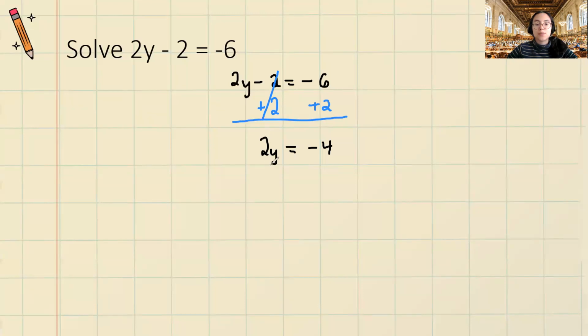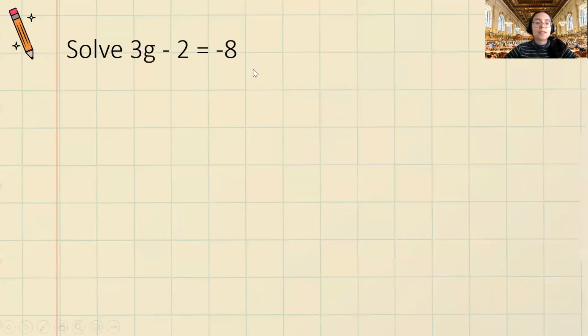So this is multiplication, so I'm going to undo it with division, and I'm going to divide by 2. So now I'm going to cancel those 2's. I can bring down my variable, my equal sign, and what is -4 divided by +2? That's going to be -2. Okay, pretty easy, pretty simple. Let's go ahead and continue to our next example.